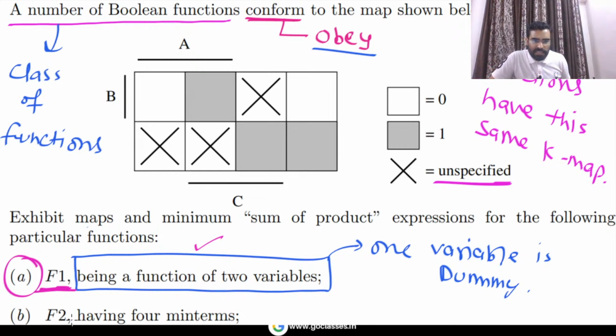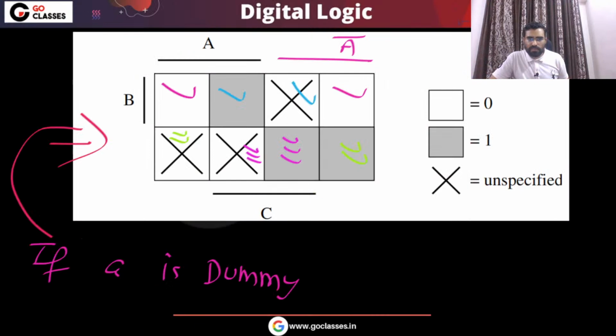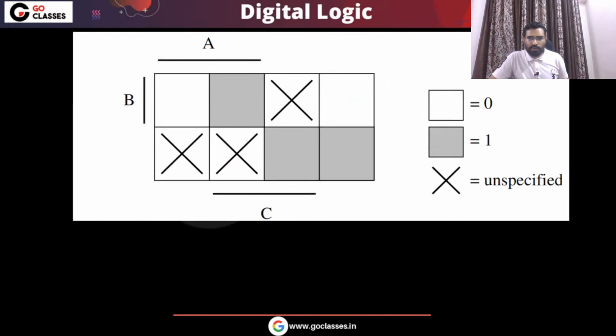Question B is saying that F2 has 4 minterms, which means 4 true minterms. You find a function which has 4 minterms, and remember that by default when they say F2 has 4 minterms, they are talking about true minterms. So there should be 4 true minterms. Let's see this question. What will be the answer for this one?